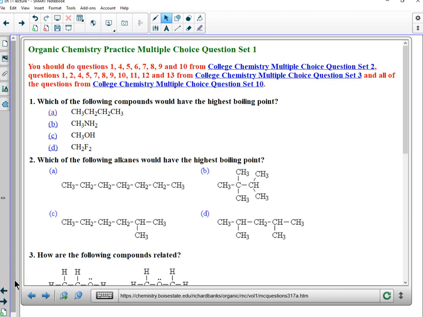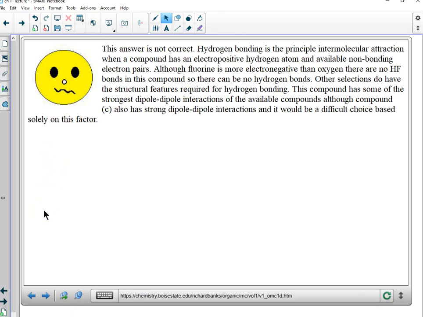All right, so if anyone ever watches this, the majority of class chose letter D. But this answer is not correct. Hydrogen bonding is the principal intermolecular attraction when a compound has an electropositive hydrogen atom and available non-bonding electron pairs. Although fluorine is more electronegative than oxygen, there are no HF bonds in this compound.